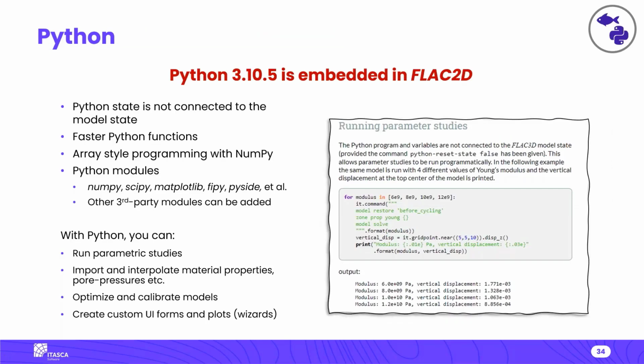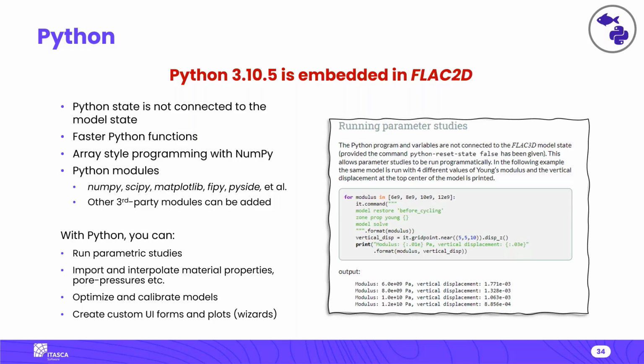And I want to change gears and talk about Python. After this, I'll briefly mention some FISH capabilities. But first, Python 3.10.5 is embedded in FLAC2D. Python offers a variety of possibilities in our code in FLAC2D. One of them is that Python may give you faster functions. If you're writing a function in FISH, the equivalent Python function is on average about 10% faster.